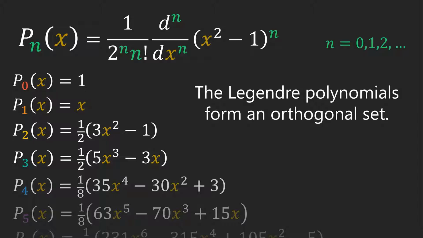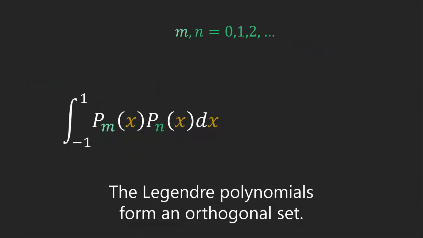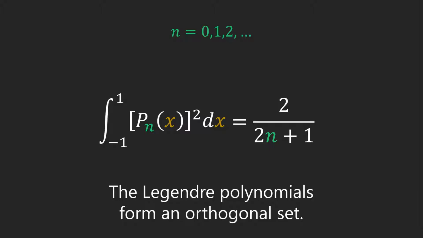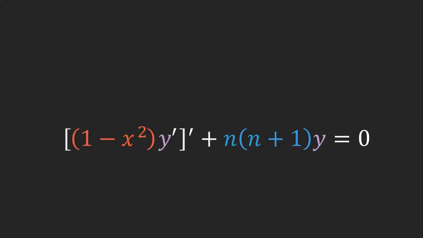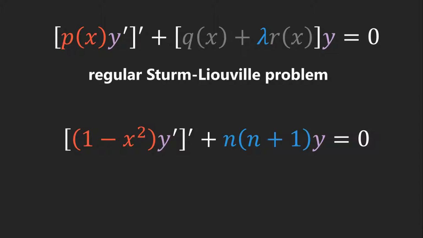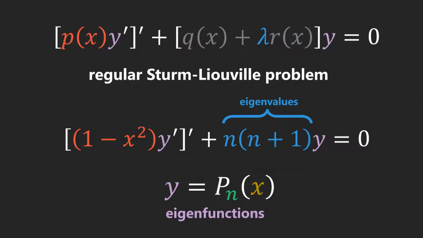If you integrate the product of any two Legendre polynomials over the interval from -1 to 1, you get 0 if the degrees are different, whereas if they match, you end up with 2 over 2n plus 1. Actually, this orthogonality should come as no surprise, since Legendre's equation is once again a special case of a regular Sturm-Liouville problem. In this case, the values of n times n plus 1 are the eigenvalues, and the Legendre polynomials are our eigenfunctions. So, as we saw in chapter 6, these eigenfunctions must be orthogonal.